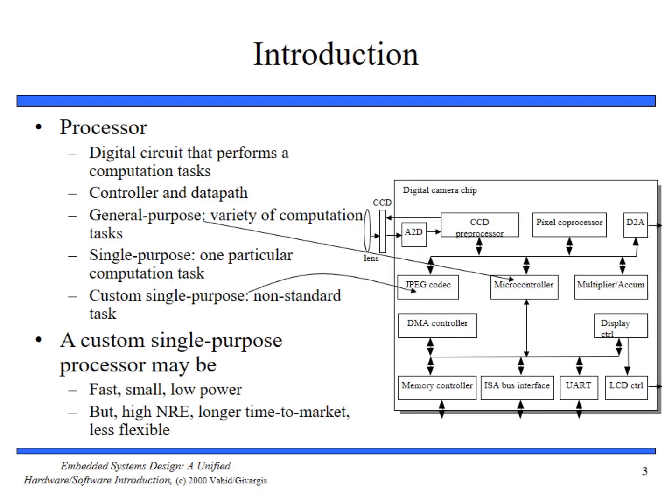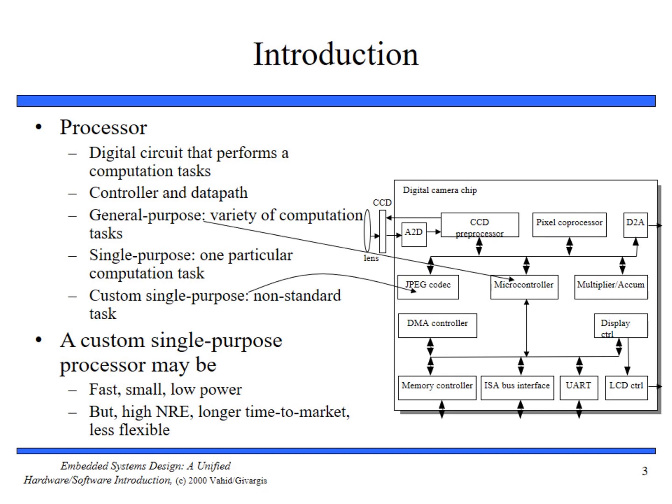So in introduction, processor is digital circuit that performs computational tasks. As you can see in this example, we have an example of digital camera which comprises of many coprocessors, general purpose processor, controllers, LCD units and display units, multipliers, multiplexers, lens. So a processor has a controller and data path. There are two major components of a processor, that is controller and data path.